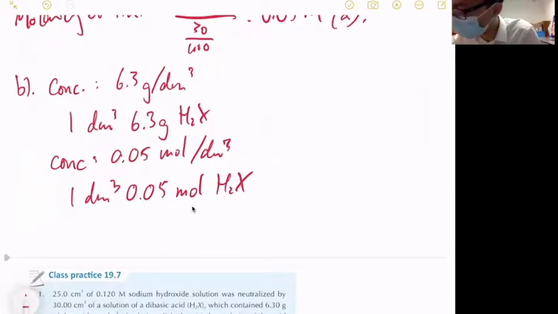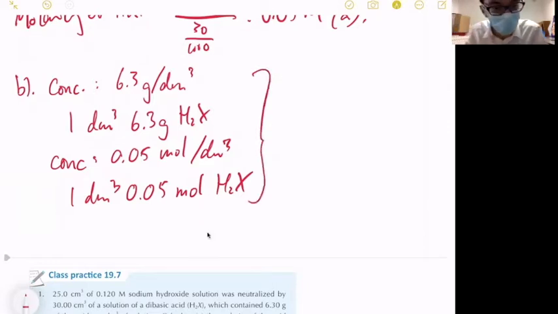So based on this information provided, can we calculate the molar mass? Should be yes, right? So how can we calculate? Let's say we have 6.3 grams, and 1 dm cube will have 6.3 gram, right? In 1 dm cube, we will have 0.05 mole, right? It means that in 6.3 gram, we will have 0.05 mole, right?